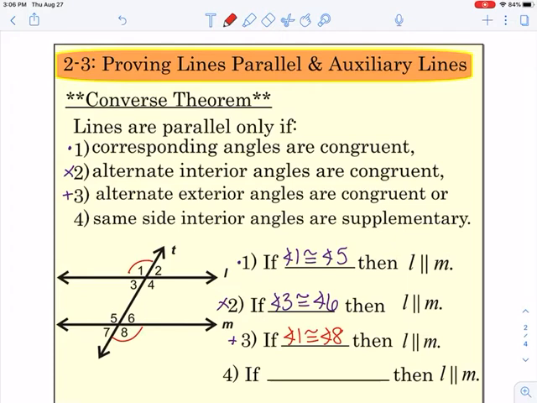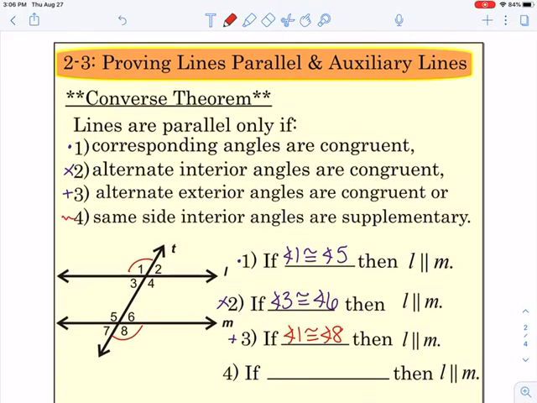And lastly, for number 4, same side interior angles are supplementary. This time we want to be on the inside of the sandwich and on the same side of the transversal. So angle 4 and angle 6. If I can somehow tell you that angle 4 plus angle 6 equals 180, then I can tell you that those two lines are parallel. The other pair that you could have done there instead would have been 3 and 5.